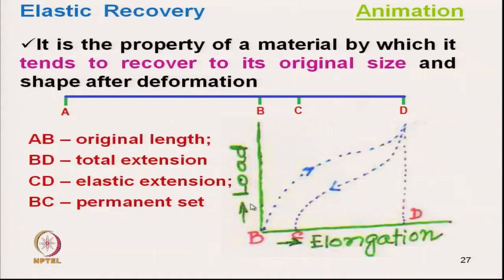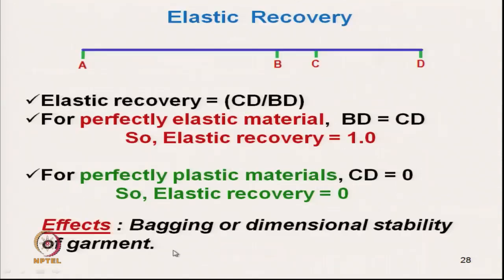So, AB is the original length, BD is the total extension, CD is the elastic extension, which means it is recovering, and BC is the permanent set. Elastic recovery is CD by BD. For a perfectly elastic material, BD will be equal to CD because it has come back, so BC will be 0 and it will recover perfectly. So, elastic recovery is 1, and for a perfectly plastic material CD is 0, so elastic recovery will be 0.